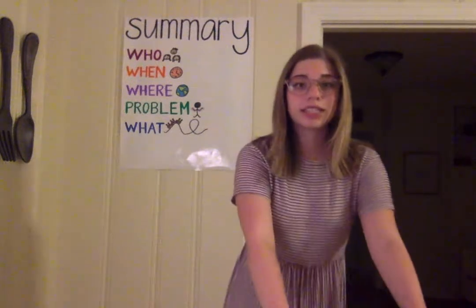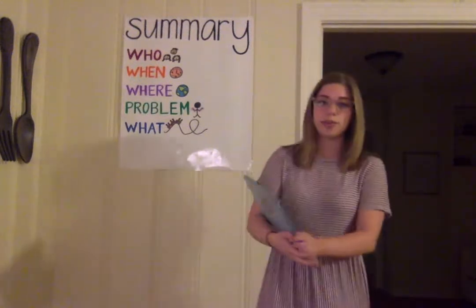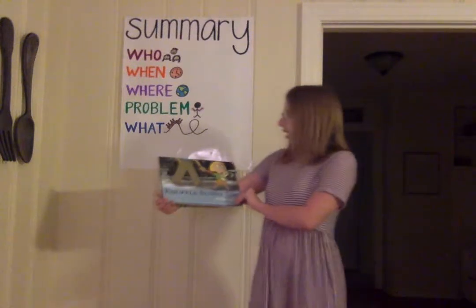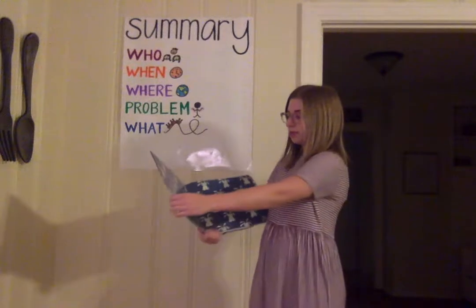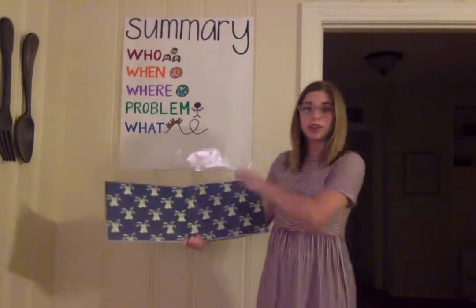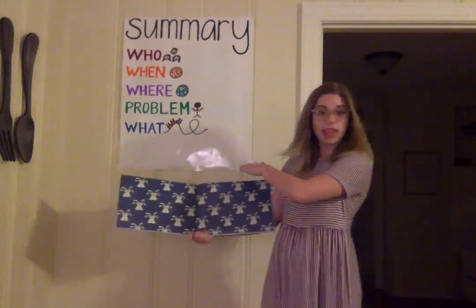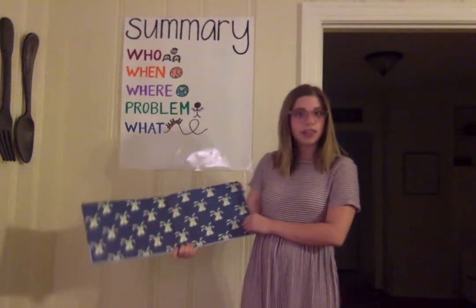So to help us practice summarizing, I'm going to read Knuffle Bunny 2, A Case of Mistaken Identity by Mo Willems. As I read, I'm going to look out for these specific things, and then we'll write them down when I think that I come across them.